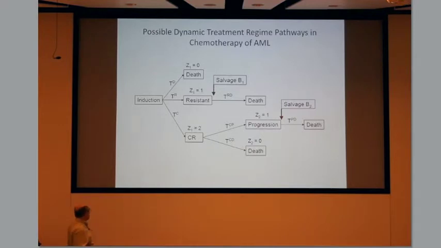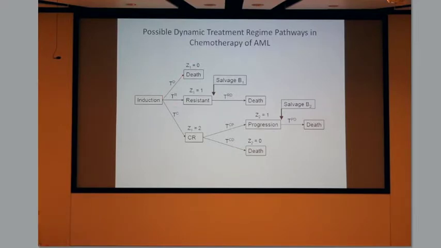So here's induction therapy where it begins, and there are 4 of these. Now there are 3 arrows. The first arrow that goes up goes to death. So what happened is the patient died while they were getting their induction therapy. Their treatment killed them. And the time to that I call T^D.